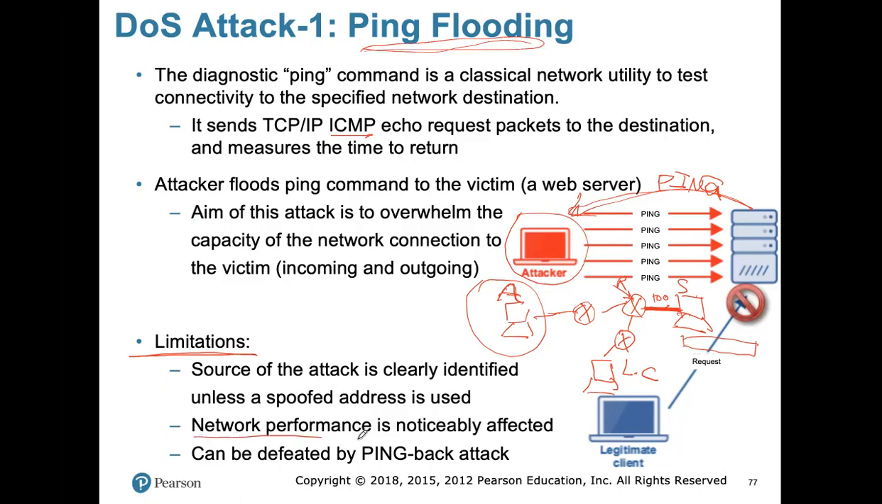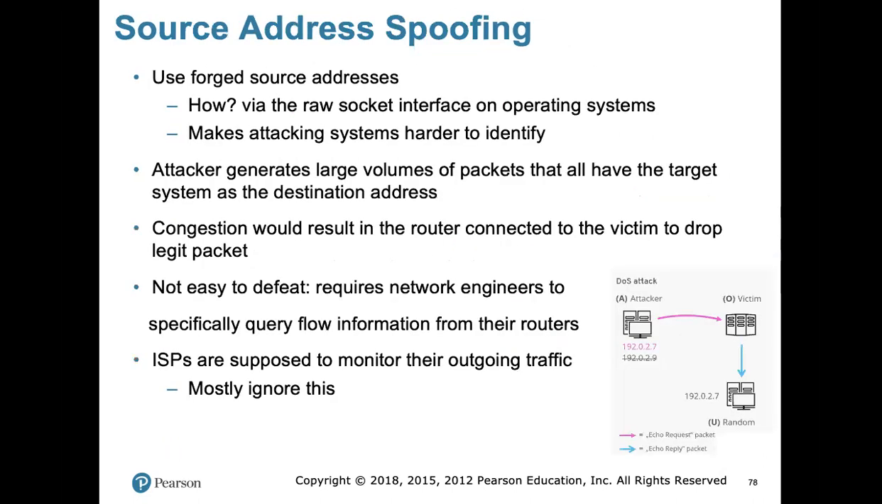And of course, the network performance is also being affected noticeably, and everyone can realize who the attacker is and which routers are involved, and it can be easily treated. That's why a second version of that is called spoofed address. It is a ping flooding with spoofed address.